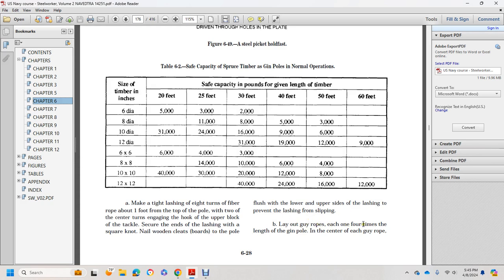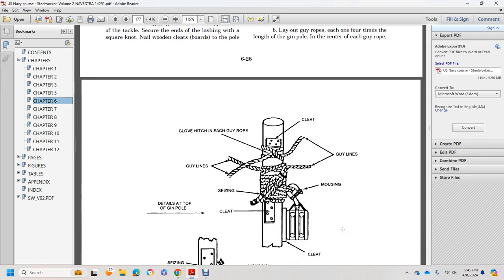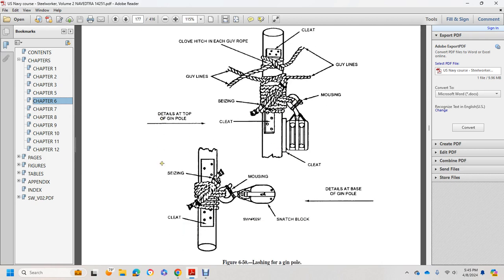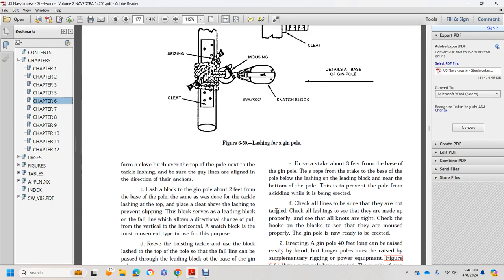Lay out the guy poles, each a quarter of the length of the gin pole from the center, for the guy rope. Show the cleat, the guidelines, and a clove hitch for each of the ropes, the seizing, the mousing, the cleat, detail of the gin pole, seizing, cleat, mousing, snatch block.